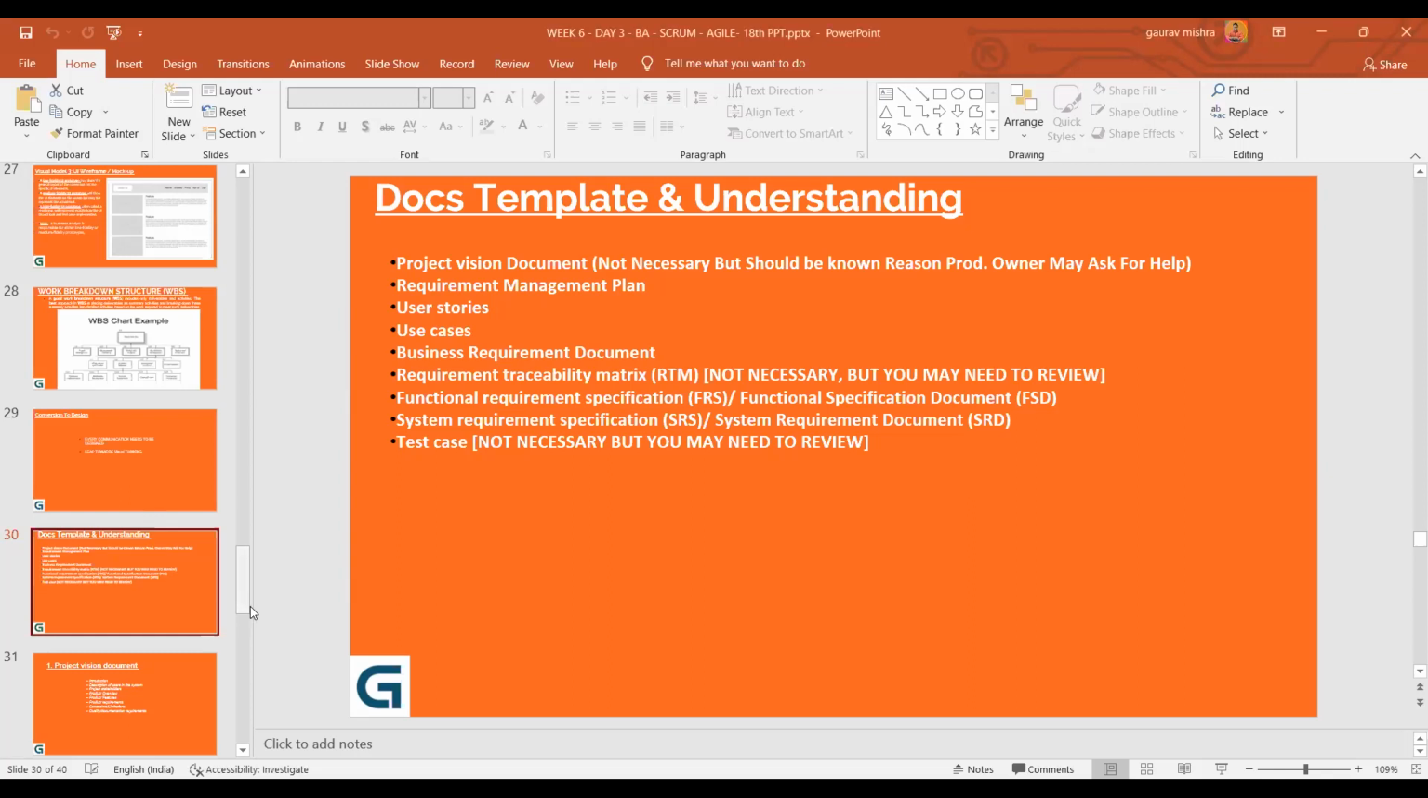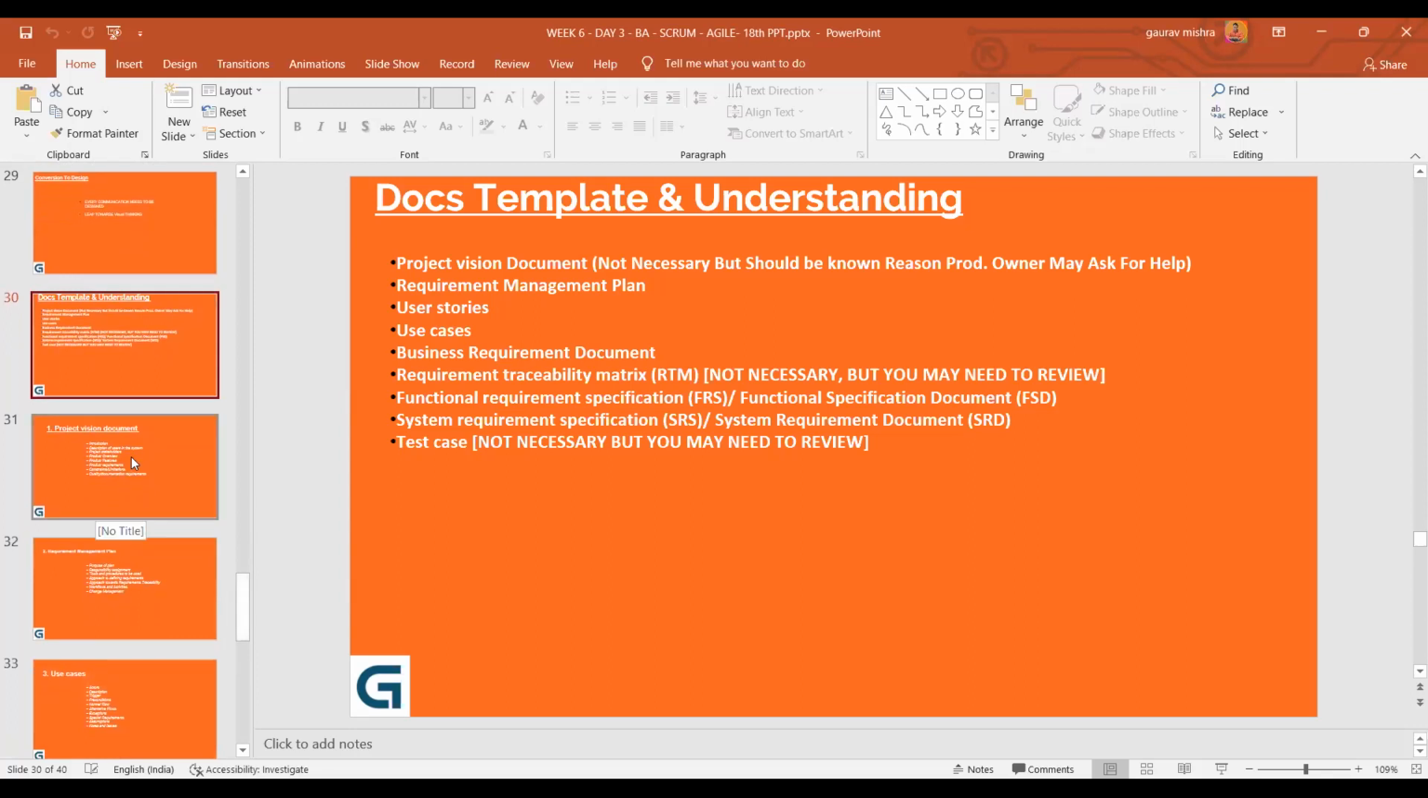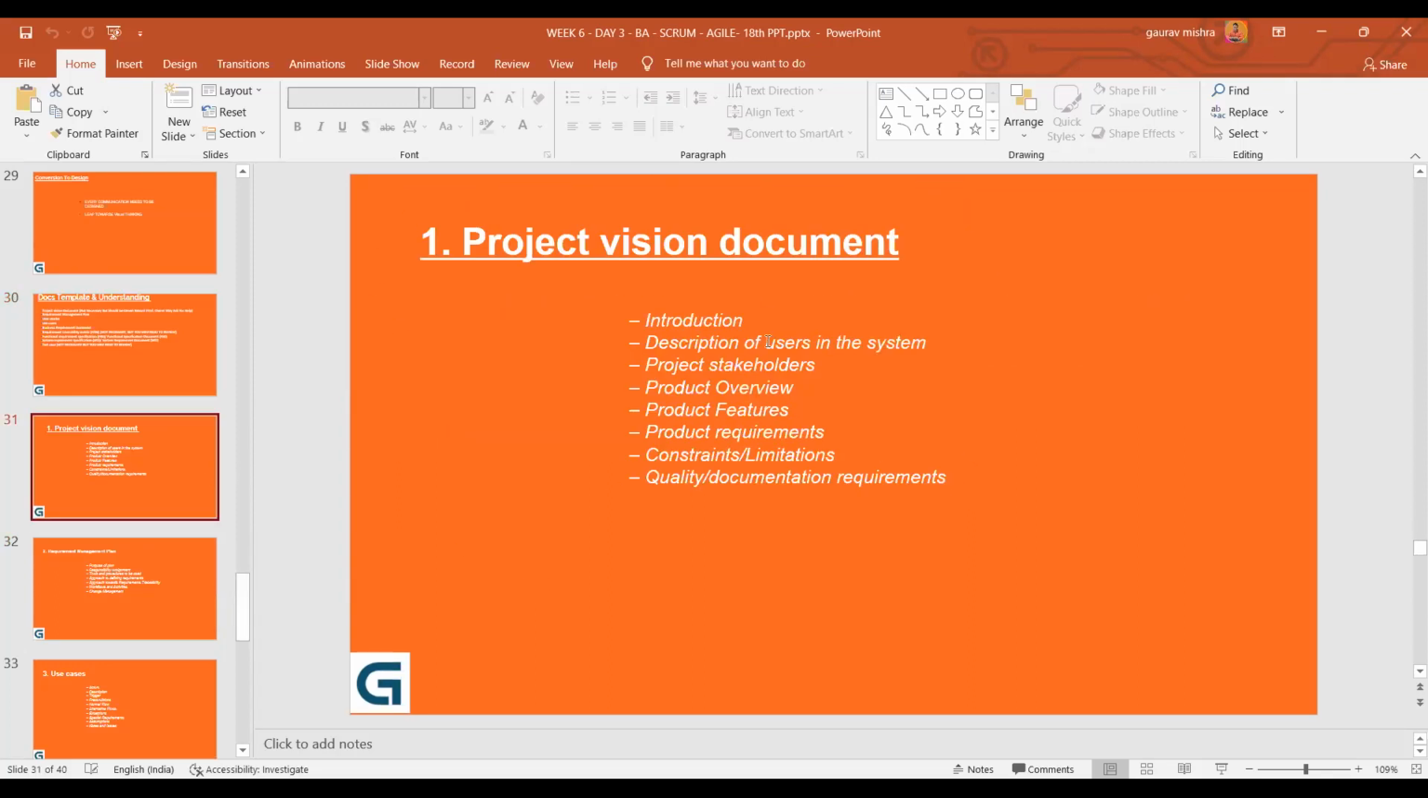And then comes test case. Even though testers don't always prepare this, you should also know what a test case is and what its key elements are. To start with, if we see the project vision document, sometimes in an interview you are asked, can you tell me the key elements of the project vision document? Can you tell me the key identifiers of the project vision document? So you should be well versed with what goes inside the project vision document.